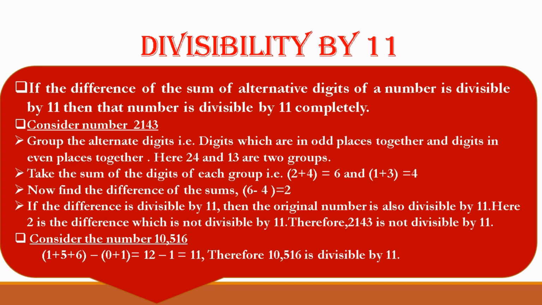Now we have to find the difference of the sums. 12 minus 1 equals 11. Now if the difference is divisible by 11, then the original number is also divisible by 11. Here 11 is the difference, which is divisible by 11. Therefore, 10,516 is divisible by 11.